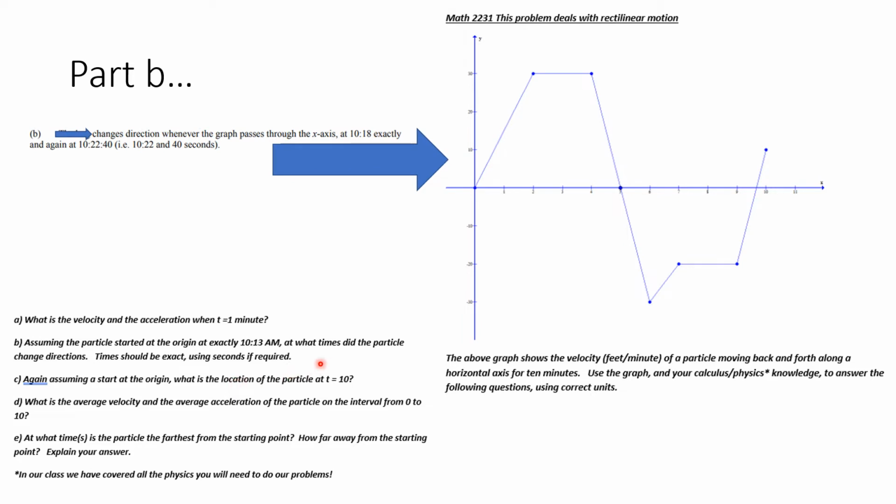Part B, recall, said, assuming the particle started at the origin at exactly 10:13, at what times did the particle change direction? And your time should be exact, using seconds if required. Well, what you should notice is that whenever the velocity is positive, you're moving to the right. When the velocity is negative, you're moving to the left. So you see you're going in a positive direction until you cross the t-axis. And then you're going in a negative direction for a while until you cross again, and you cross again here.